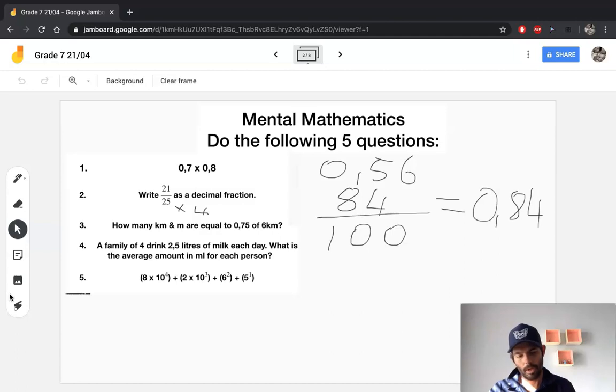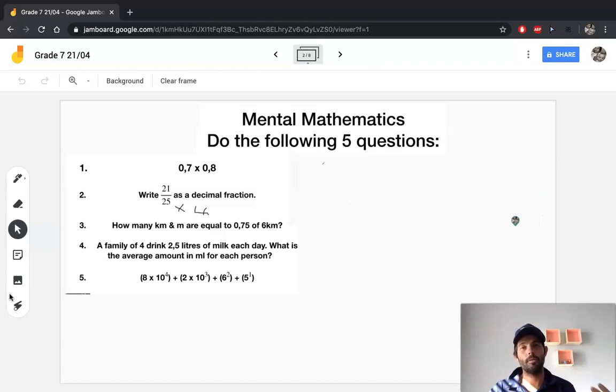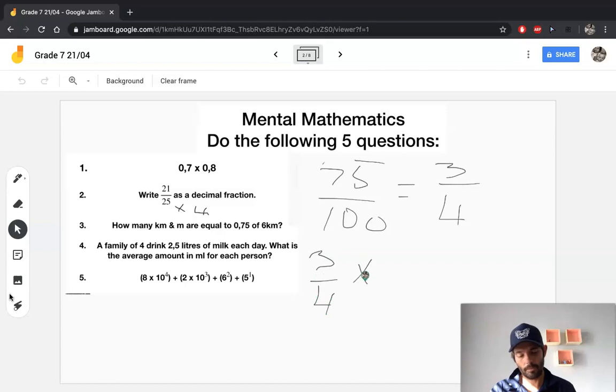Then question 3, how many meters and kilometers are equal to 0,75 of 6 kilometers? So first of all, it would be useful to convert 0,75 to a fraction. And if you know your decimals and fractions, you'll know that 0,75 is 75 over 100, which looks like that. And then if we want to simplify that, we recognize that 25 goes into 75 3 times and into 100 4 times. So we're looking for 3/4 of 6. Okay, now it's up to you whether you want to convert the 6 kilometers into 6,000 meters and work in meters first. Your number will be quite a bit larger, but again, that's a choice that you need to make. I'm going to keep it as it is.